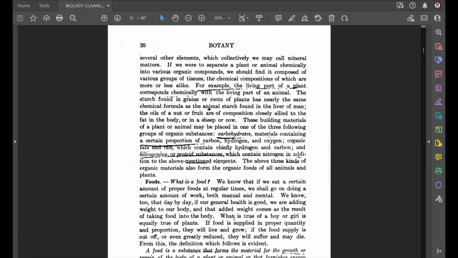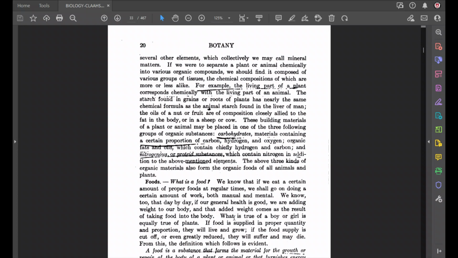These building materials of a plant or animal may be placed in one of the 3 following categories. So there are 3 categories of building materials in organic living things, and this is obviously important.